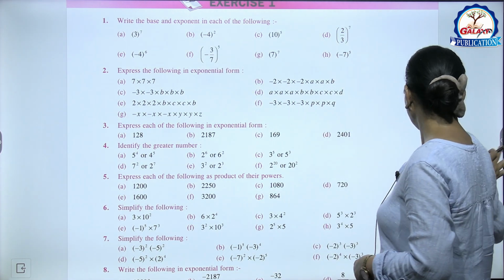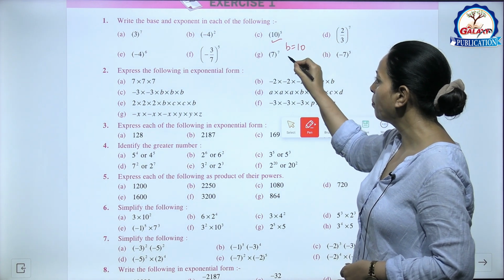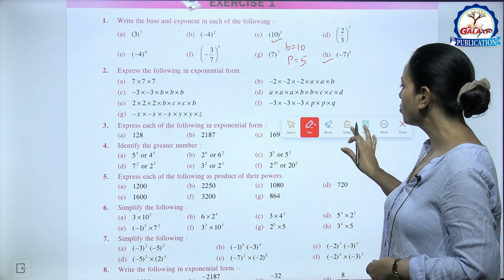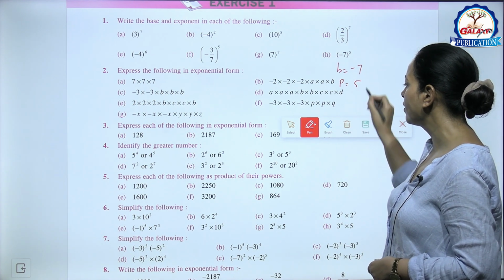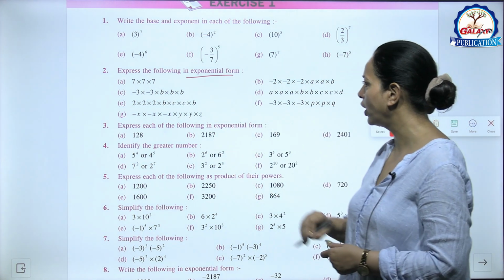Like C part, 10 raised to power 5. So base is 10 and power is 5. Similarly, like H part, base is minus 7 and power is 5. Right. Now second question, express the following in exponential form.